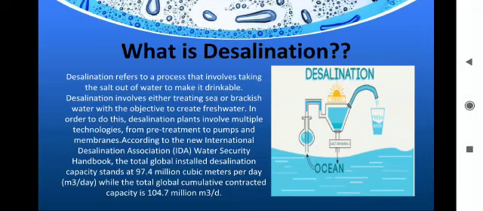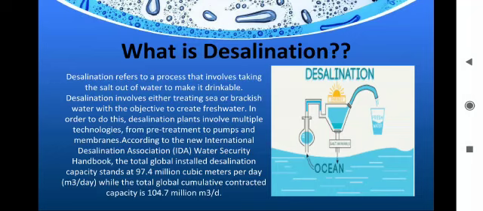Desalination refers to the process that involves taking the salt out of the water to make it drinkable. In simple words, desalination is the process in which the salt is taken out from the water to make it drinkable, meaning it is converted into fresh water.